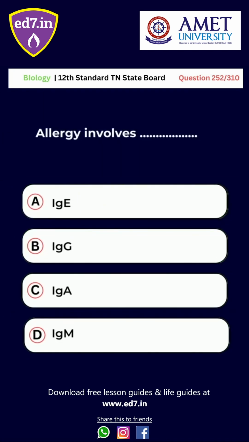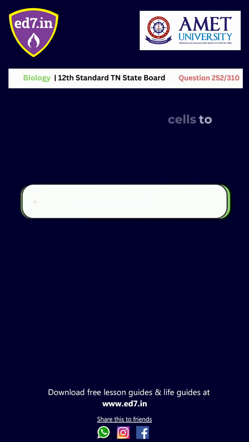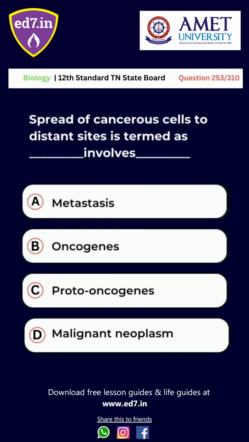Question number 252. Allergy involves option A. IgE. B. IgG. C. IgA. D. IgM. The right answer for this question is option A. IgE. Question number 253. Spread of cancerous cell to distant sites is termed as A. Metastasis. B. Oncogenes. C. Proto-oncogenes. D. Malignant neoplasm. The right answer is option A.